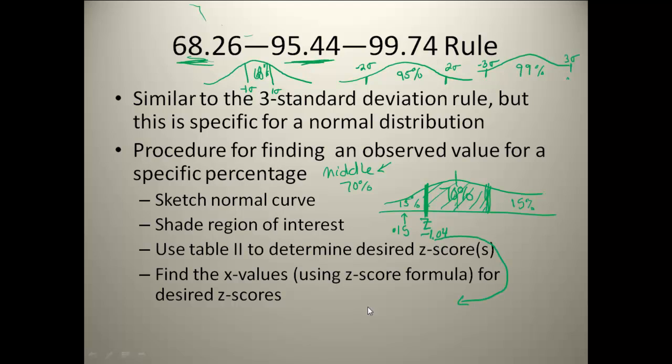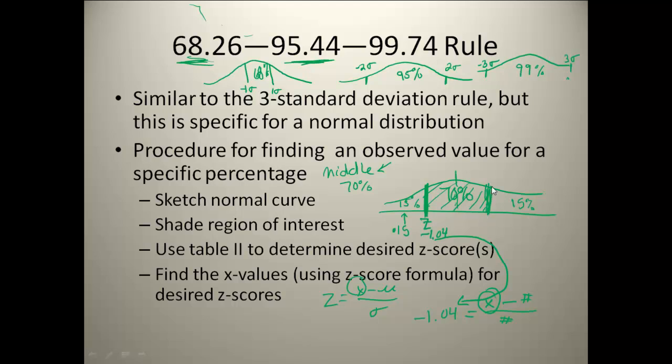And then you would use your z-score formula to transfer that back into an actual x value. So you would plug in the negative 1.04 for your z-score, leave x as x, and then plug in your mean and plug in your standard deviation, and you could solve it for that x value.